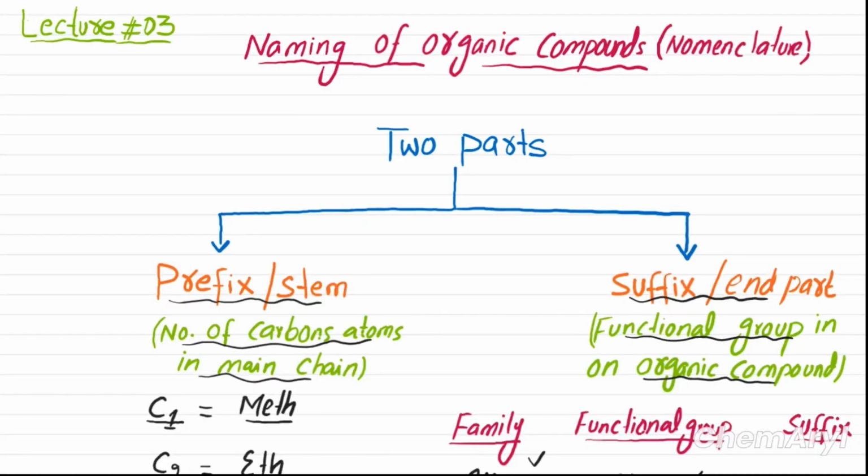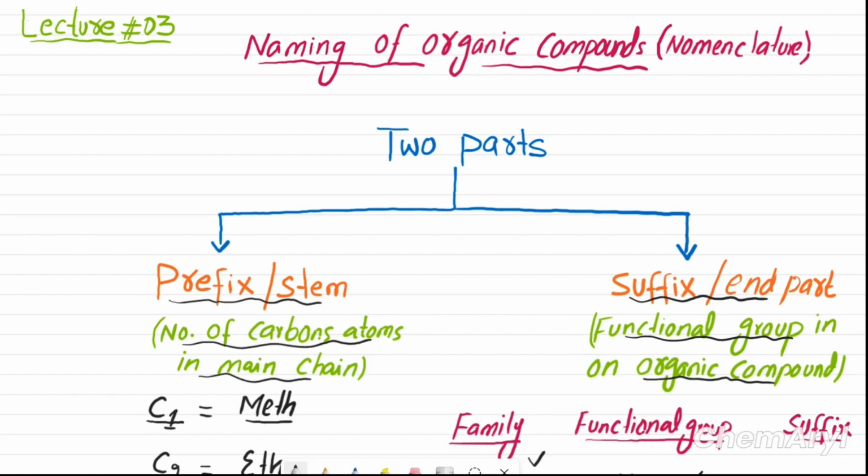Dear student, today we have to discuss the naming of the organic compound. Before giving the name of an organic compound, a few things must be kept in mind. The name of the organic compound consists of two parts: the first part is called prefix and the second part is called suffix. In the prefix, we explain the number of carbon atoms present in the main chain, whereas in the suffix, we explain the type of functional group present in the organic compound.